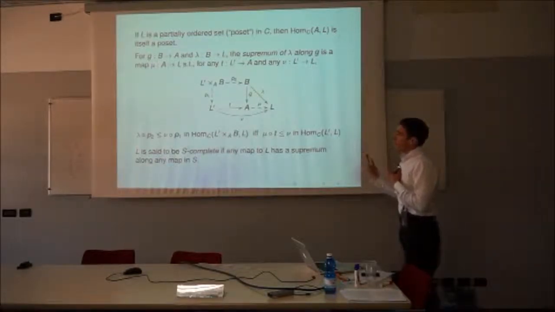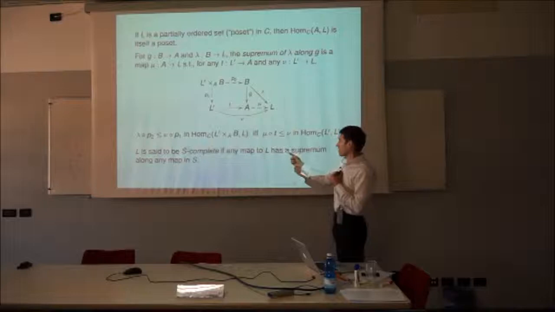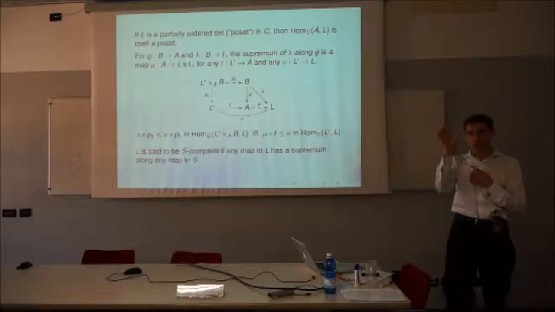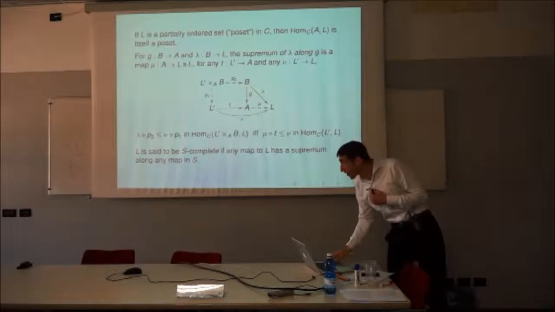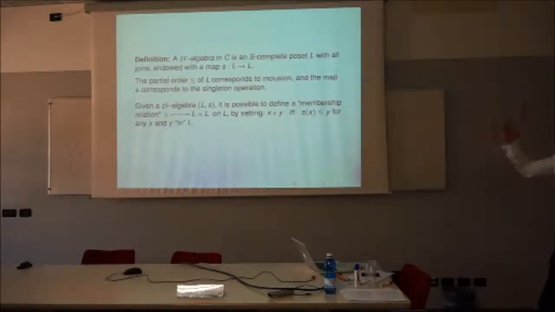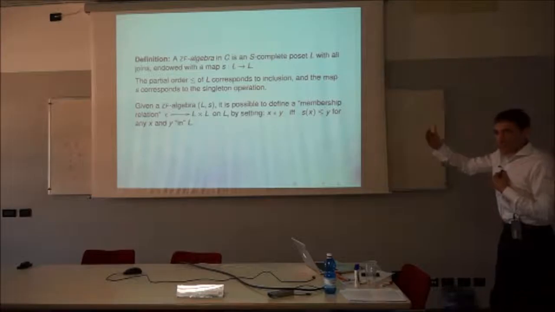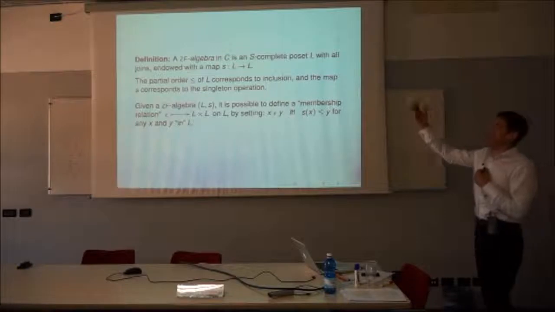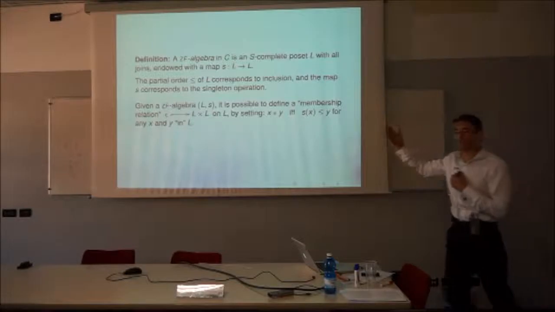Now, a poset L is said to be S-complete if any map to L has a supremum along any map in S. Recall that S is the collection of small maps that is the target of the theory. Okay, now you can define a ZF algebra in C. It's an S-complete poset, L, with all joins, endowed with a map S. So, what does it mean? The partial order of the poset L corresponds to inclusion, and the map S corresponds to the singleton operation.